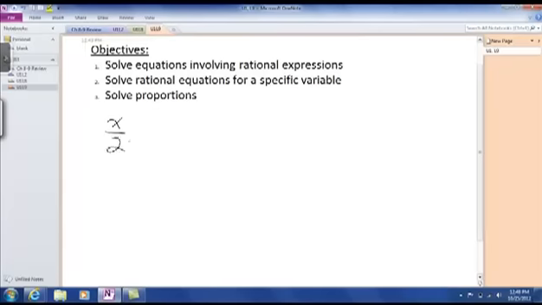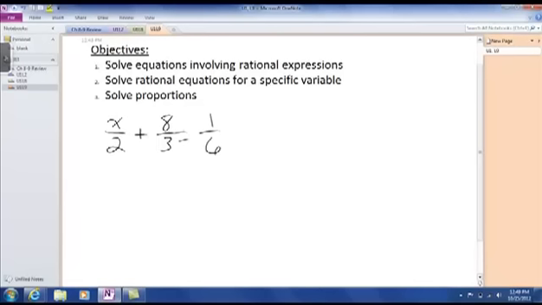x over 2 plus 8/3 equals 1/6. Now, when I say equations involving rational expressions, this is what I'm talking about. There's 3 fractions here. Those are rational expressions. There's a nice, convenient little way we can make this a whole lot simpler of a problem.